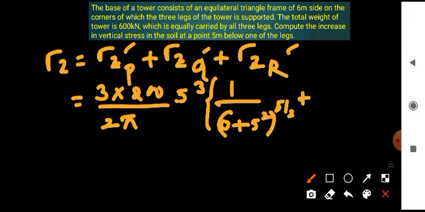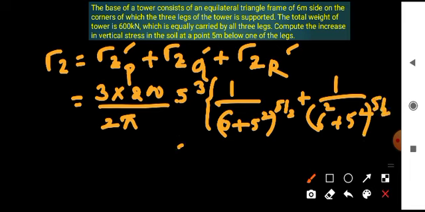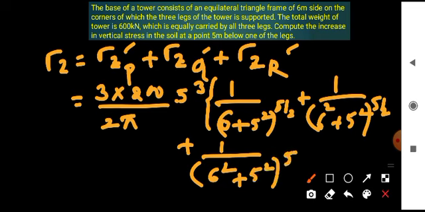plus 1 divided by, next, due to Q, r will be equal to 6 there, so (6 square plus 5 square) to the power of 5 by 2. Similarly, the last one is 1 divided by (6 square plus 5 square) to the power of 5 by 2, again with the radial distance r equal to 6 meter from point P.